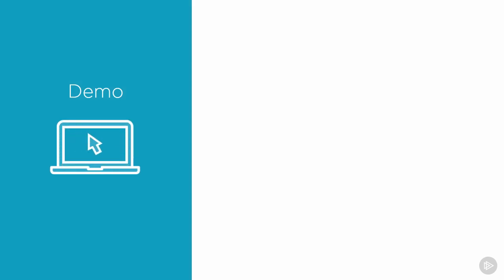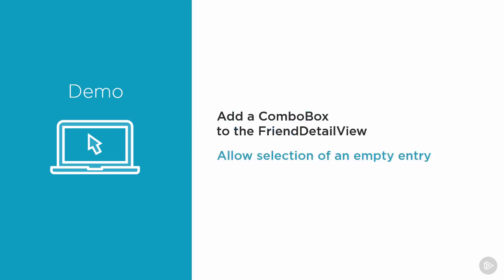In this demonstration you learn how to add a combo box to the friend detail view so that the user can select a favorite programming language for a friend. You will also learn how you can allow the selection of an empty entry in that combo box.